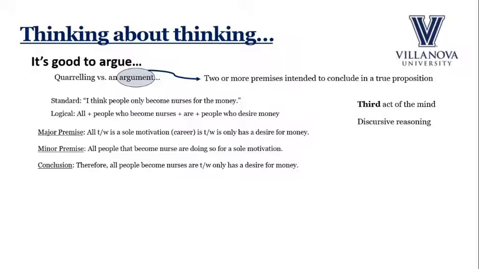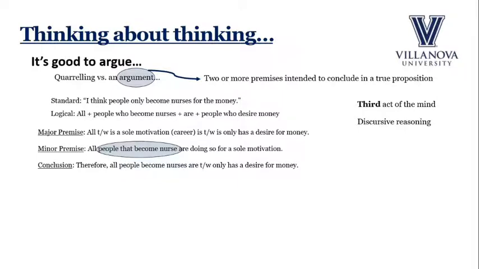Okay, so the conclusion: therefore, all people who become nurses are those who only have a desire for money. Sometimes the wording is awkward in logical form. So let me explain how this works. You're not going to have to do this back to me, so if it sounds complex, don't worry about it too much. The subject in the conclusion is going to be the subject in your minor premise. That's how that works.